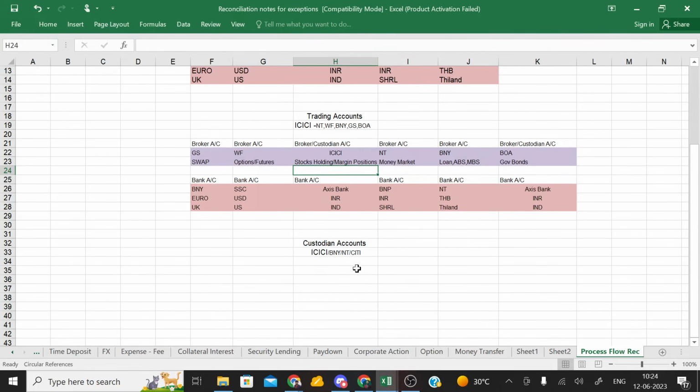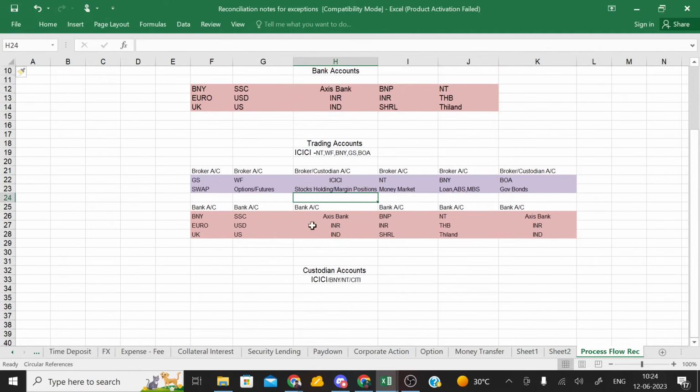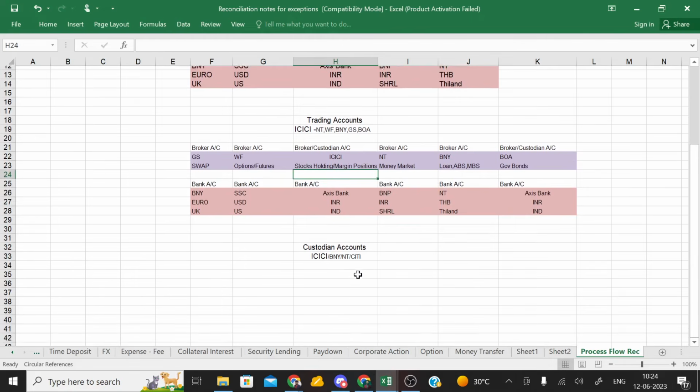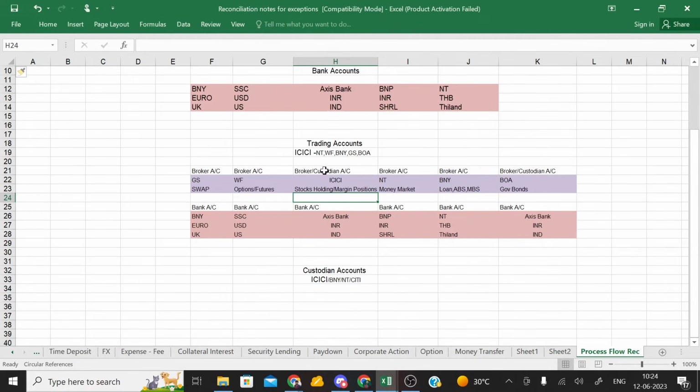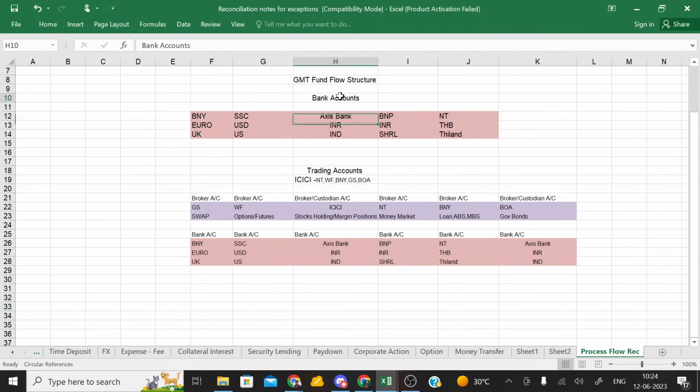Then, separately also you can refer to a custodian if you want, but here we have already taken custodian ICICI, so I'll remove this one. Now see the layers: bank account, trading account and custodian account.